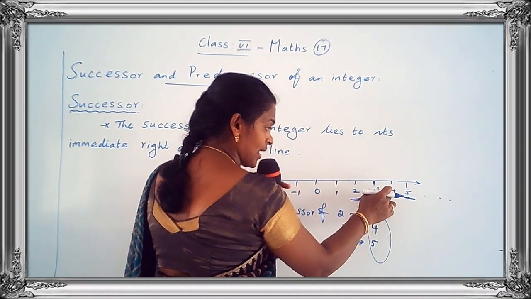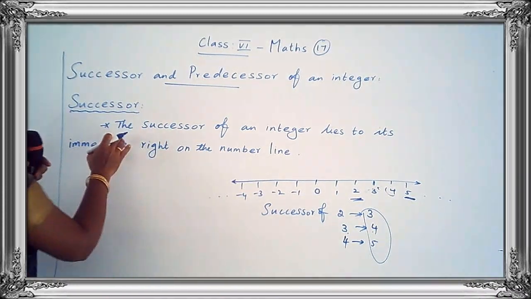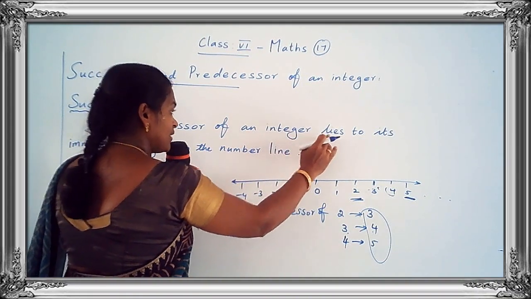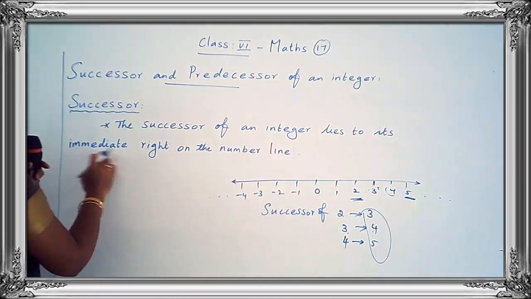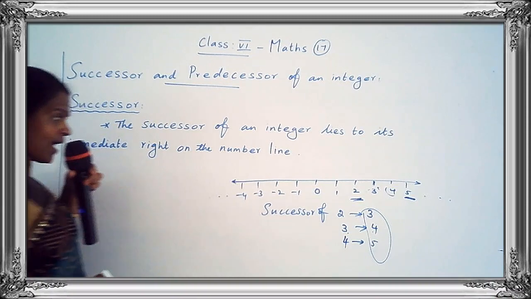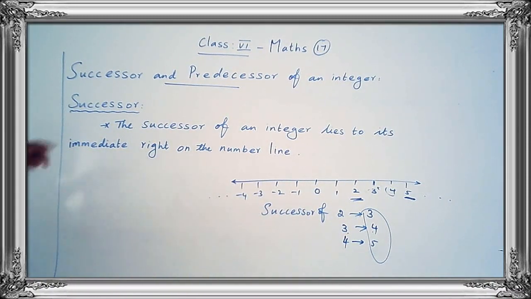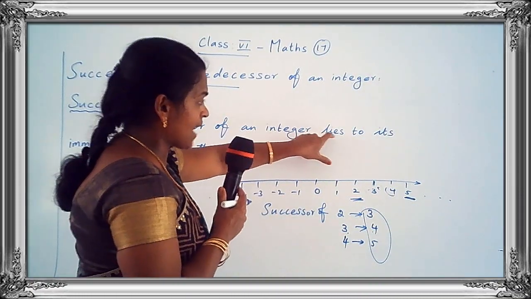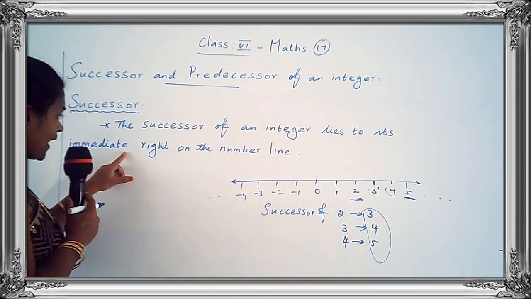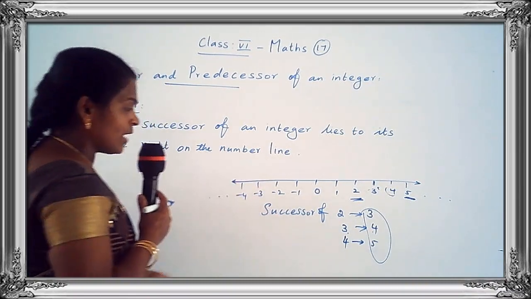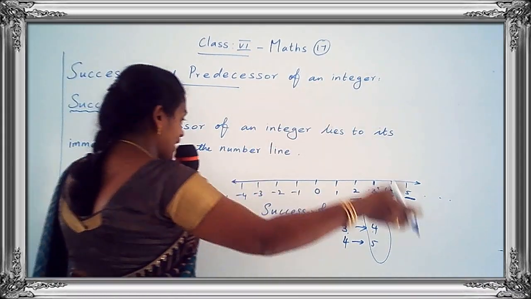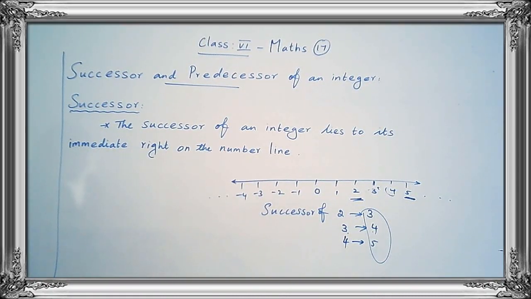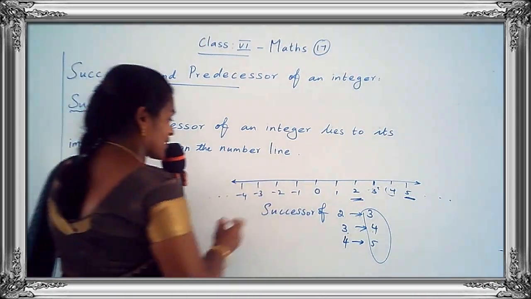Now you come to the point: the successor of an integer lies to its immediate right on the number line. So the successor means the successor of an integer lies to its immediate right on the number line. The number on the right side of the given number is the successor.